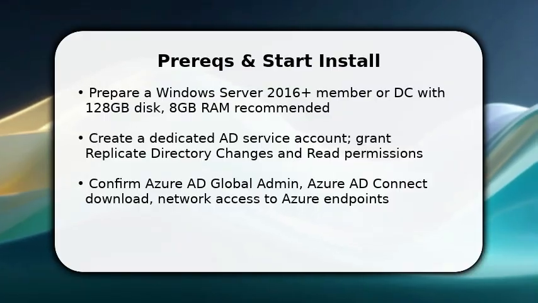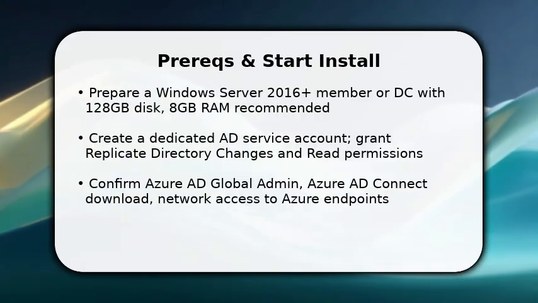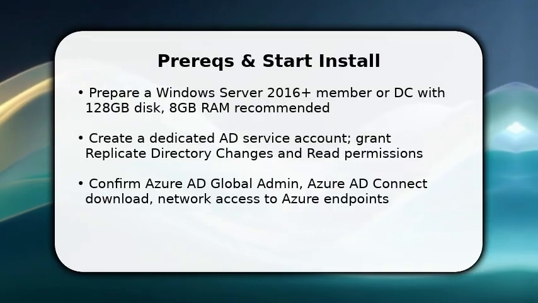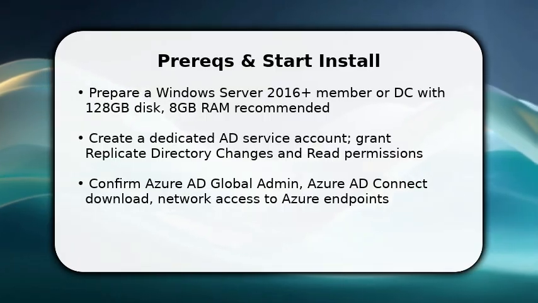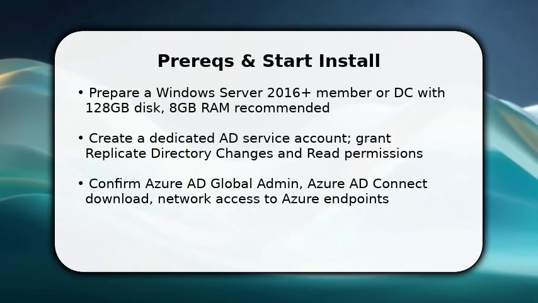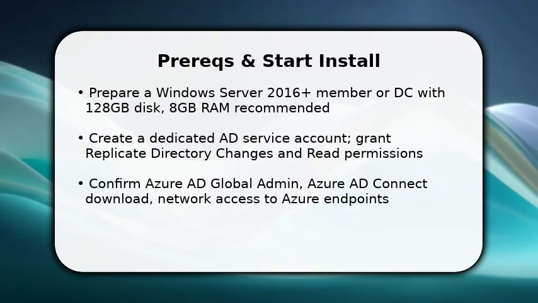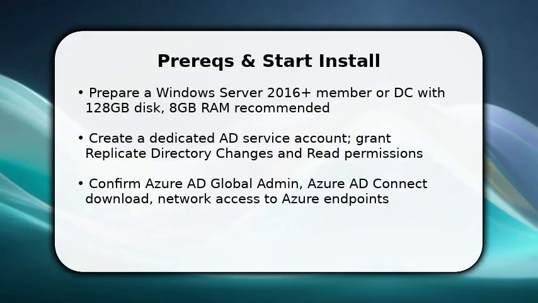You begin by verifying prerequisites and then start the installer. Install on a clean, supported Windows server and sign in with Azure AD Global Admin. Once done, create or confirm the AD service account and grant required permissions like replicate directory changes. Make sure to open necessary ports and firewall rules and confirm outbound access to Microsoft endpoints.